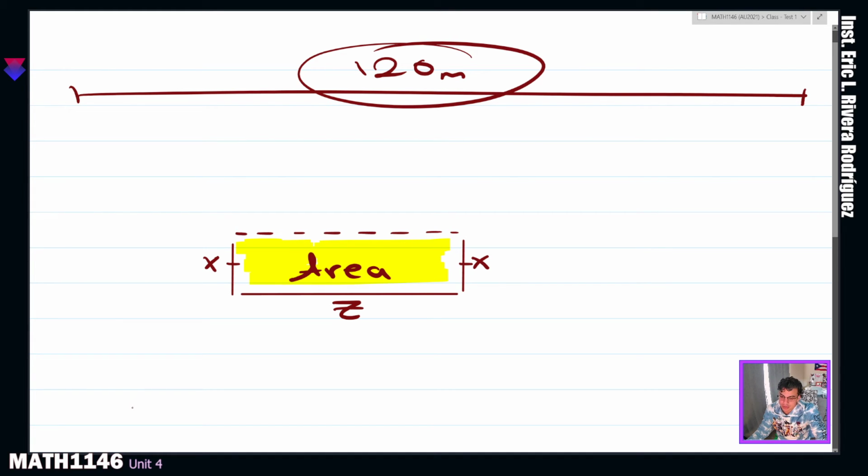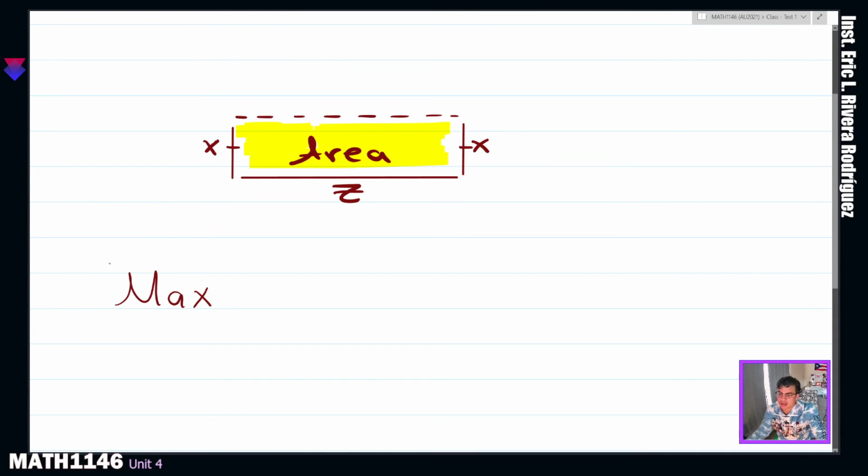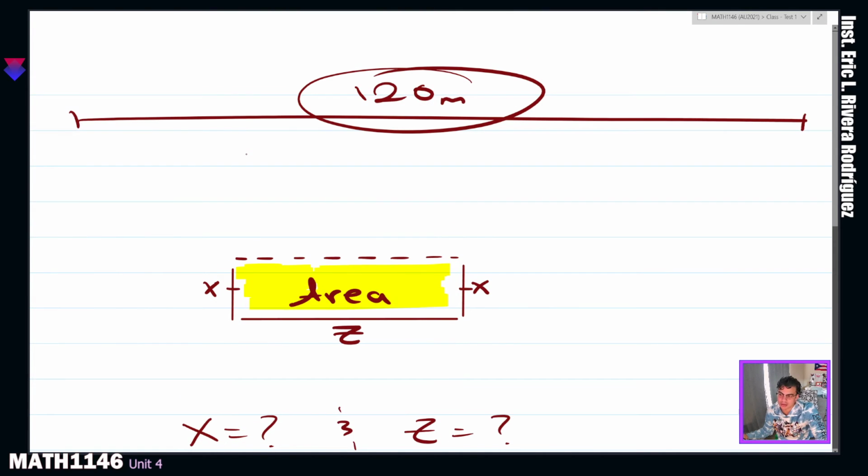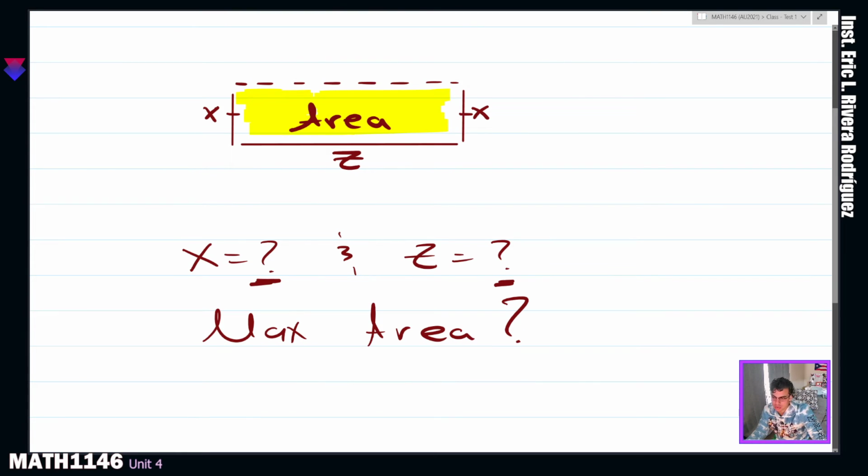All right, so now the question that we need to answer is what is the maximum area, or what should X and Z be in order to get the maximum area. So we need to figure out how to break down those 120 meters into 3 pieces, 2 of them the same length, in order to get the maximum area. So this is a problem of optimization.